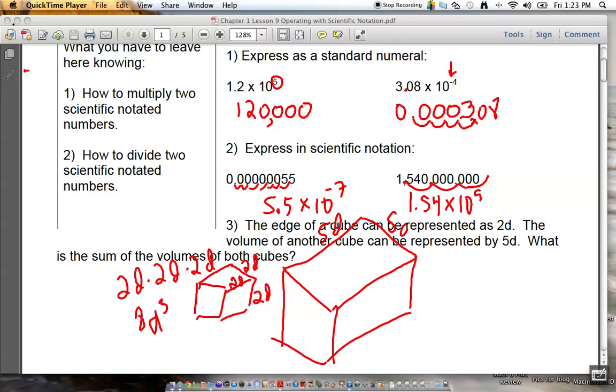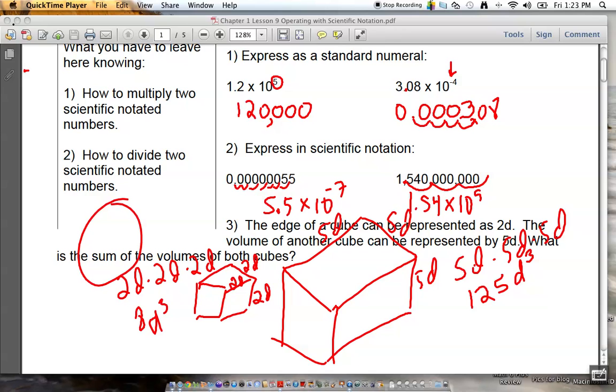Now, 5D, 5D, and 5D. So this one will be 5D times 5D times 5D. Now, what's 5 times 5? 25. Times 5 again? 125. Nicely done. And what's D times D times D? D cubed or D to the third. Either way, they're both good ways to pronounce it. So this says, what is the sum? What does sum mean? Add. So I'm going to do 8D cubed plus 125D cubed. And what is that going to be?